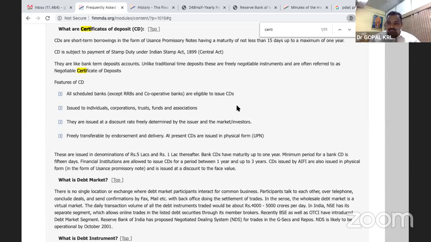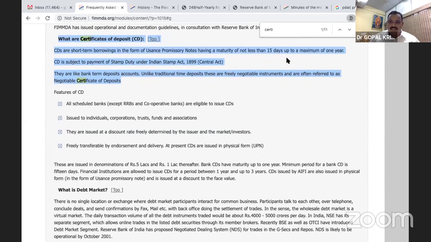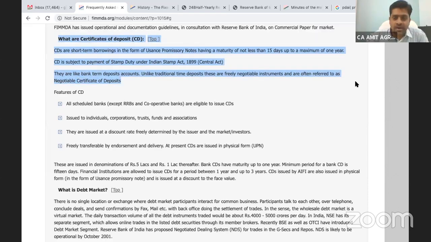Sorry, Amit Agarwal ji. Yes, sir. Please read this para. What are certificates of deposits? This is a very important para. Amit ji, from which site are you studying this? Sir, FIMDA. Very good. Please read.